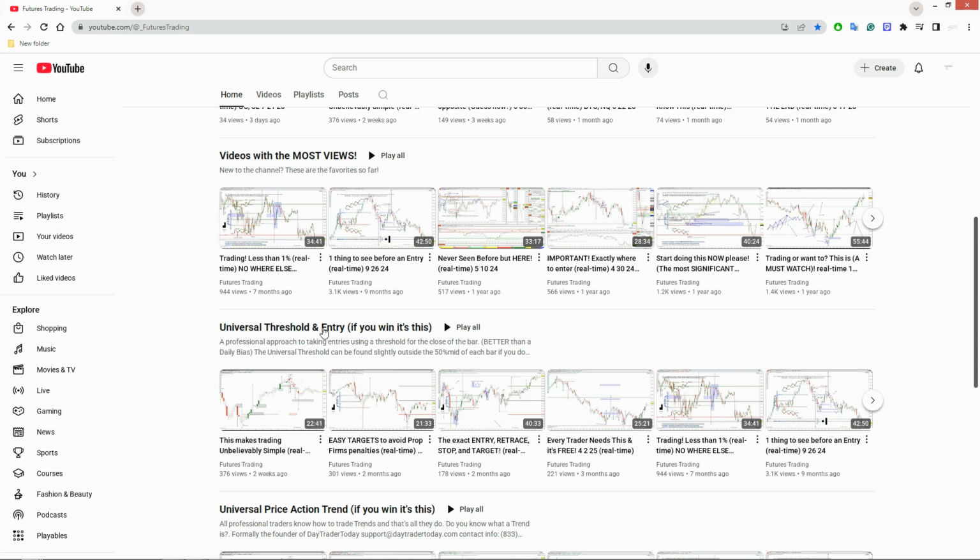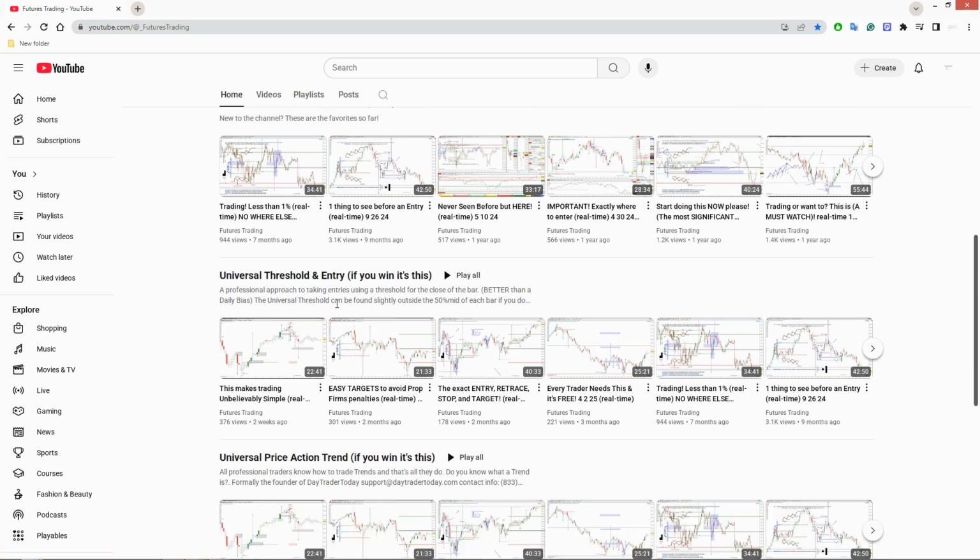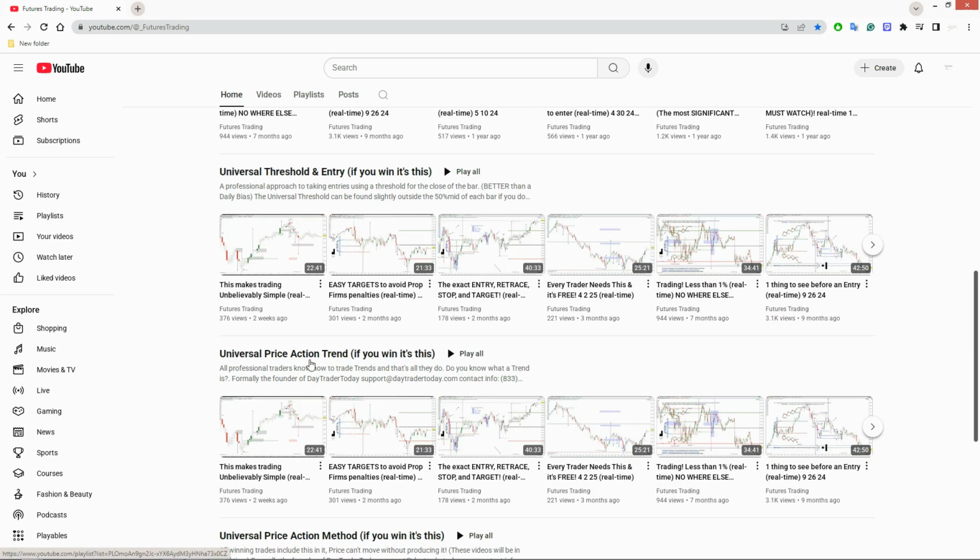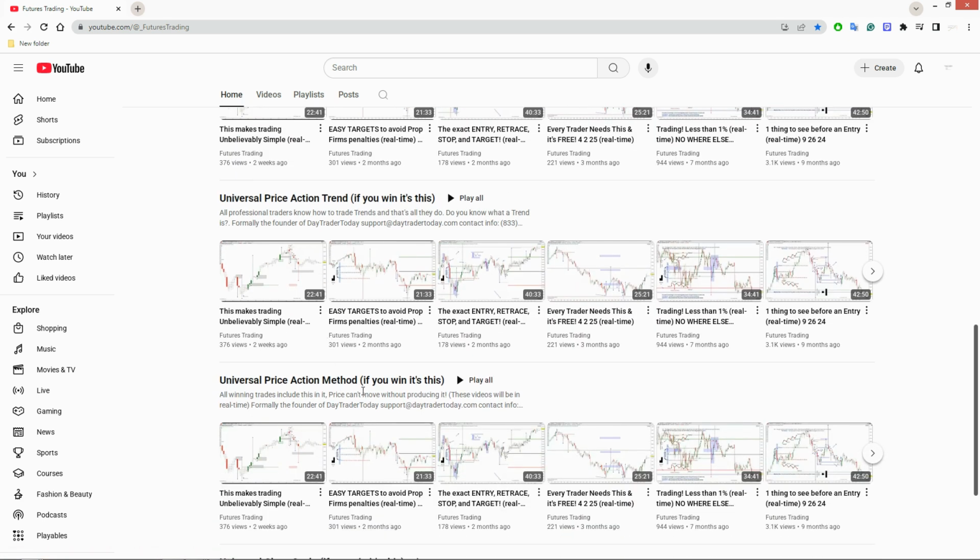All right, so universal threshold. This is how far the live candle will pull back before resuming. And it's important. So universal price action trend, you just need to be able to count to 10 in order to get this to work. And then that price action method, I use the majority principle, which states that the minority is compelled to follow. There's three different ways that'll show up on the chart.